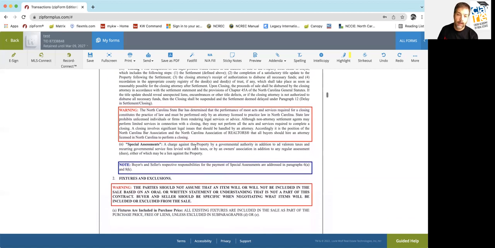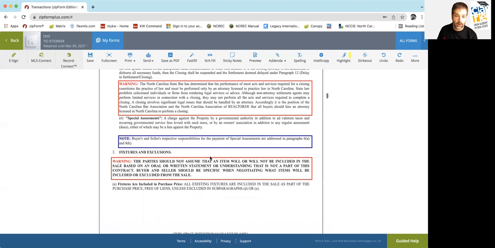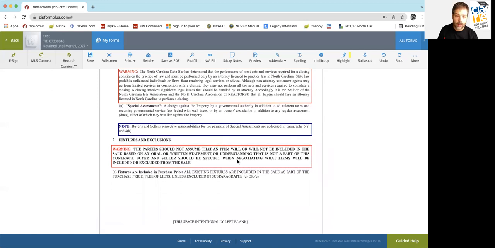Keep in mind that special assessments are, in fact, or may be the responsibility of the buyer or seller, depending on whether they are pending or confirmed. Confirmed special assessments are going to be the responsibility of the seller. Any pending or proposed special assessments, the buyer would inherit those expenses. So make sure you do your due diligence with your homeowners association, taxes, etc., to make sure that we're all on the same page with that.